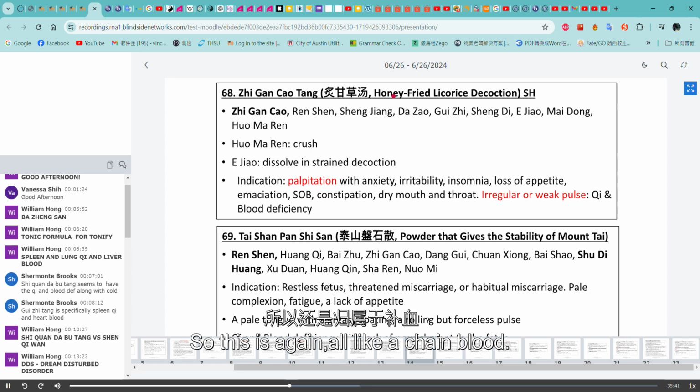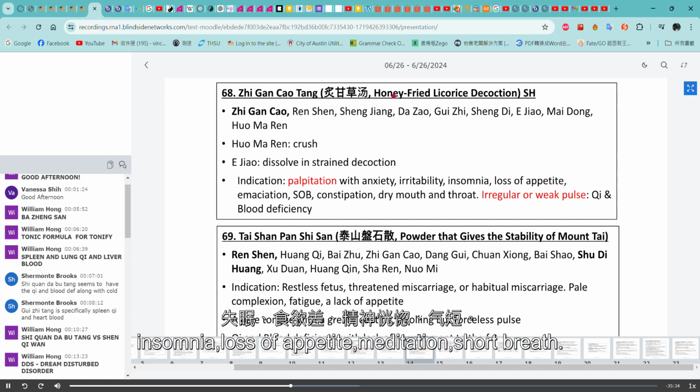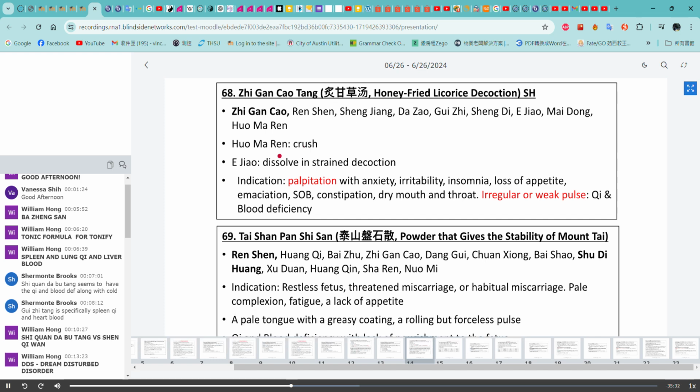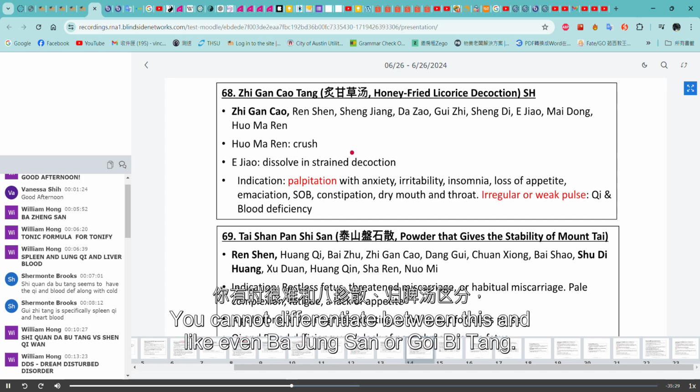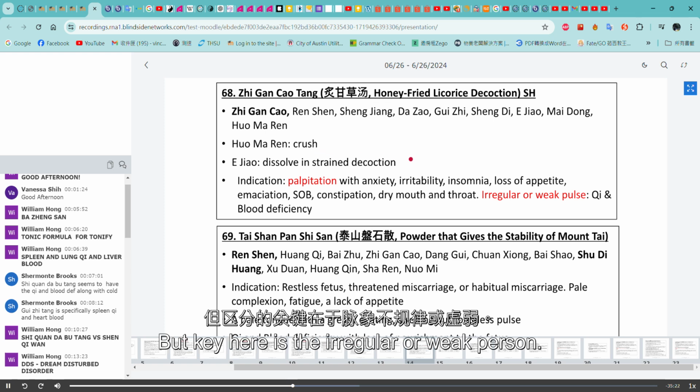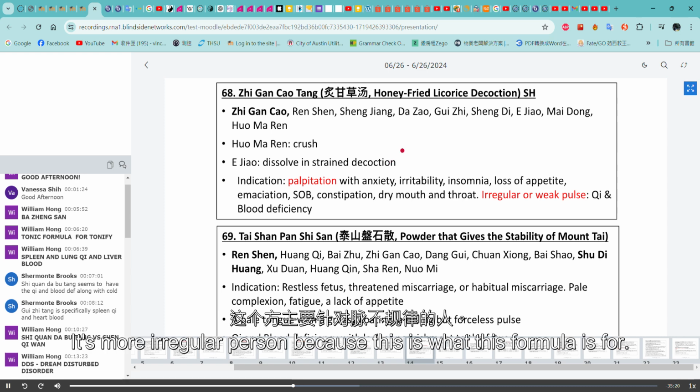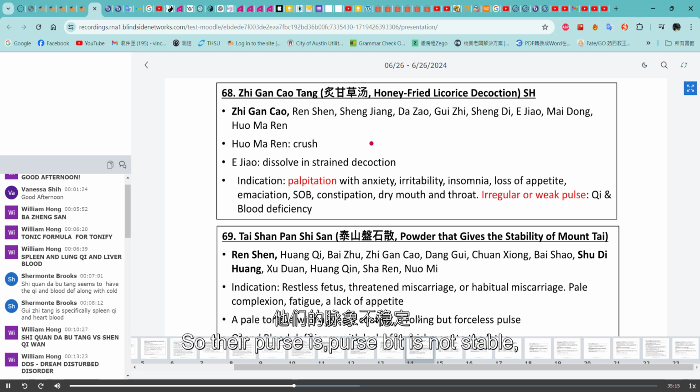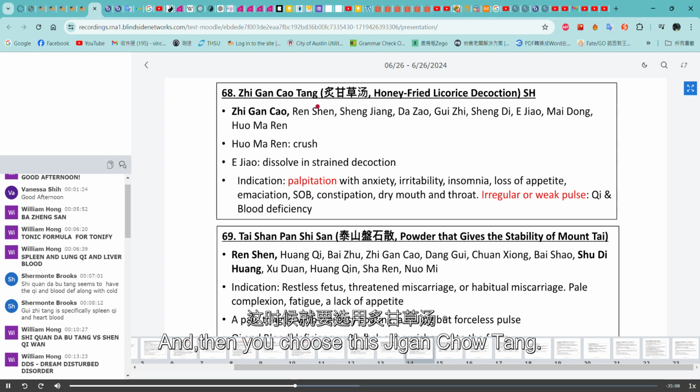So this is again all qi and blood deficiency: palpitation with anxiety, irritability, insomnia, loss of appetite, emaciation, shortness of breath. You cannot differentiate between this and even Bazhensan or Guipitang. But the key here is the irregular or weak pulse. It's more an irregular pulse, because this is what this formula is for. Their pulse beat is not stable, irregular. And then you choose this Zhigancao Tang.